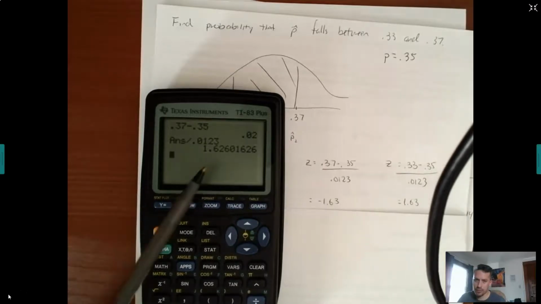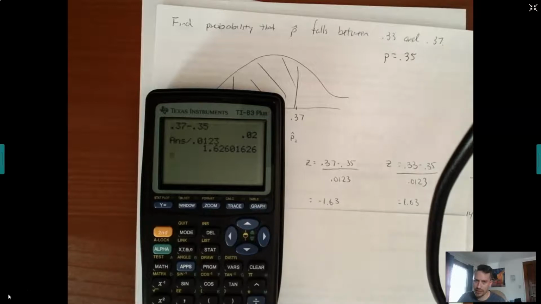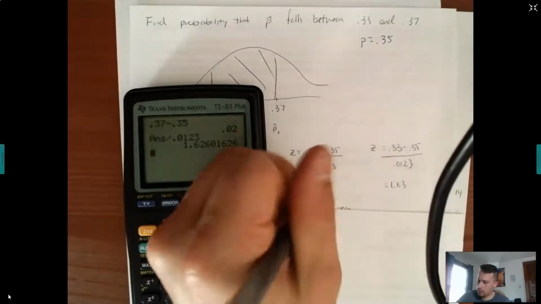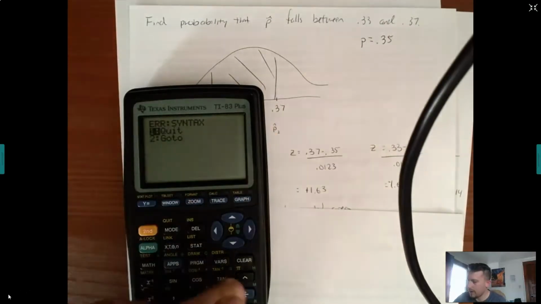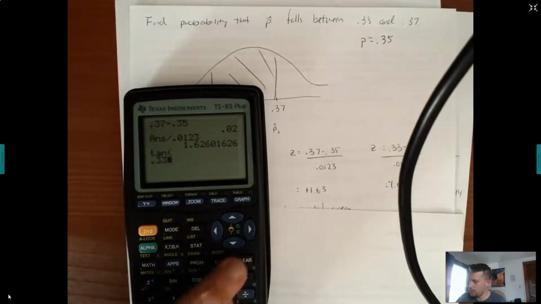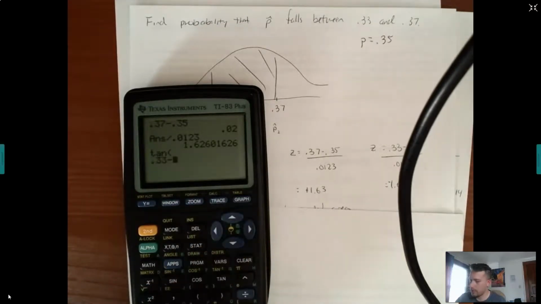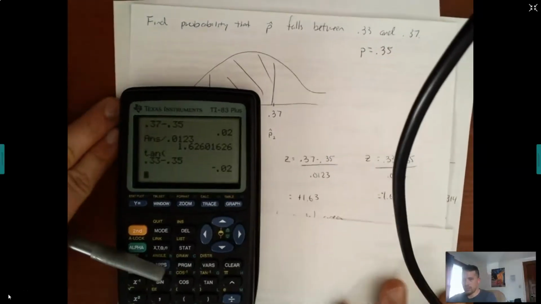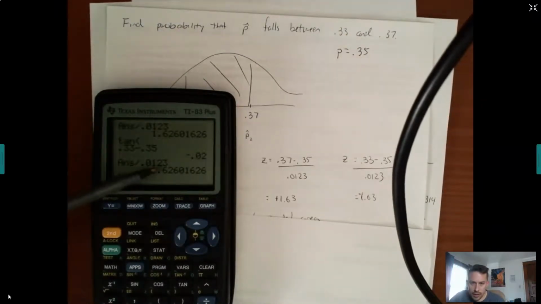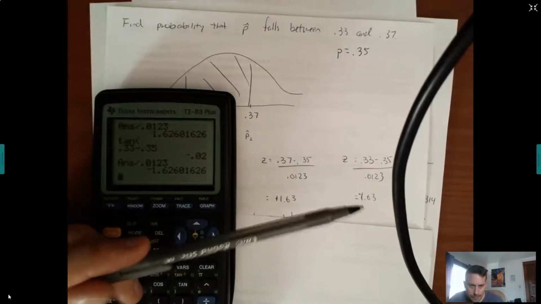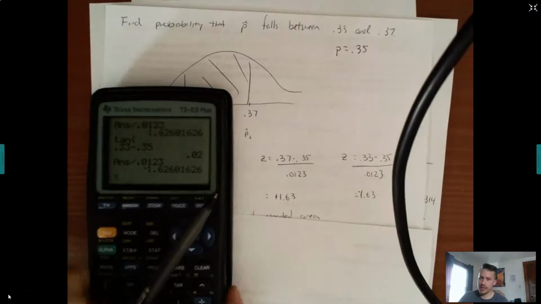And I'm going to round to 2 decimal places for a z-score. So that 2 is going to become a 3. Oh, I have the negative signs backwards here. So this is positive 1.63, and this one should be negative 1.63. That's negative because it's 0.33 minus 0.35, divided by 0.0123, negative 1.63. Okay, so those are my z-scores.